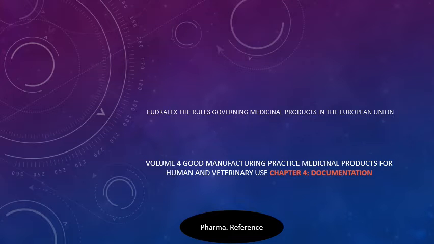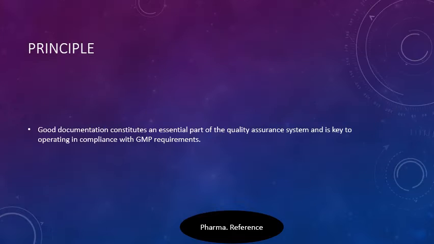Guidelines for good manufacturing practice for medicinal products for human and veterinary use. Chapter 4, Documentation. Principle: good documentation constitutes an essential part of the quality assurance system and is key to operating in compliance with GMP requirements.